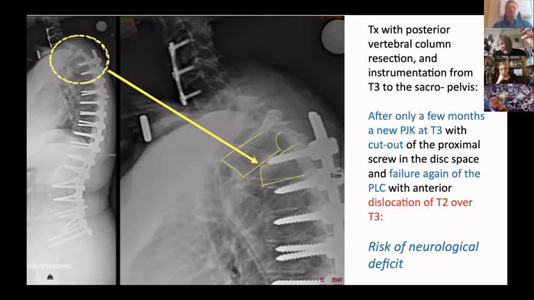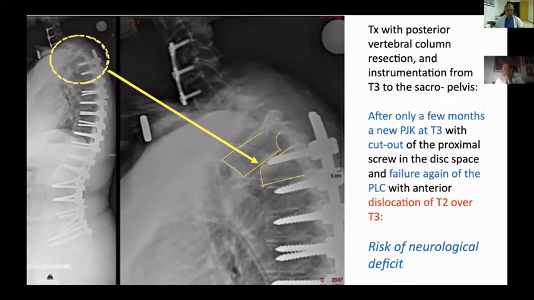And how much this has to do with wrong calculation of the sagittal balance, I have my doubts, because we have seen again and again patients who have been properly aligned according to the measurements, yet they produce this junctional kyphosis. So there must be something else.